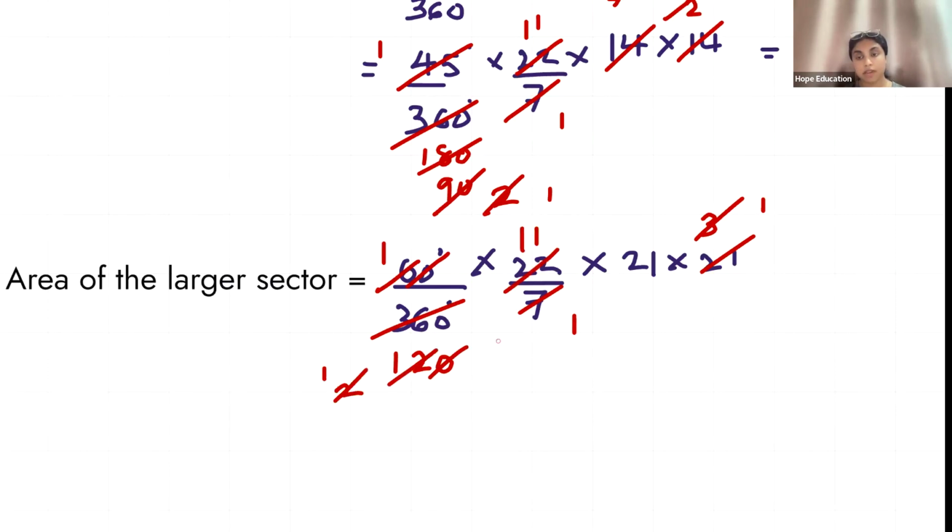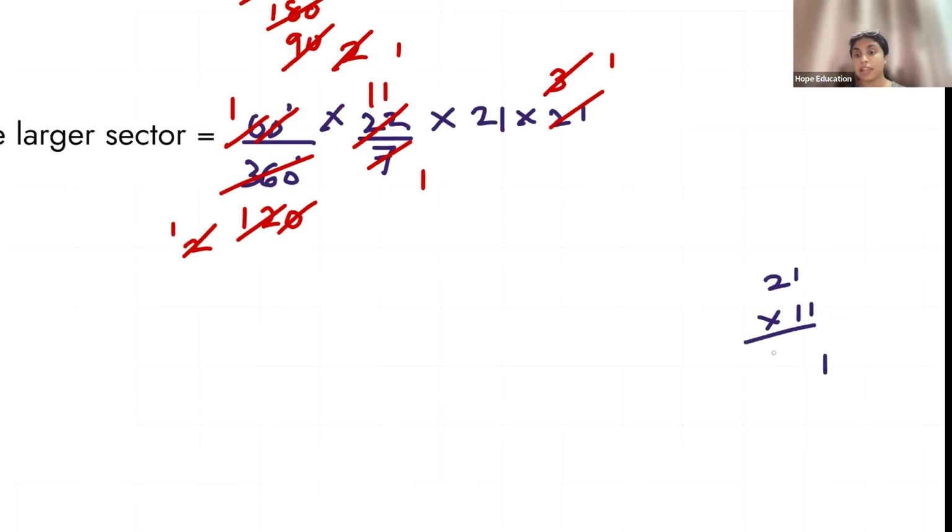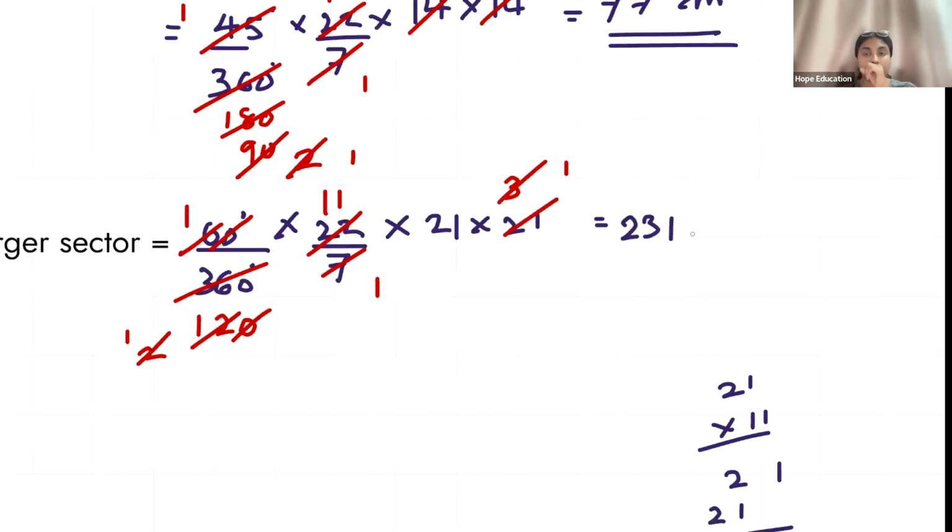21 multiplied by 11. 1 times 1 is 1. 1 times 2 is 2. 1 times 1 is 1. 1 times 2 is 2. So 1, 2 plus 1 is 3, and 2. So this will be 231 square centimeters. What they're asking us to show in the question is that the ratio of the area of the smaller sector to the larger sector is 1/3.